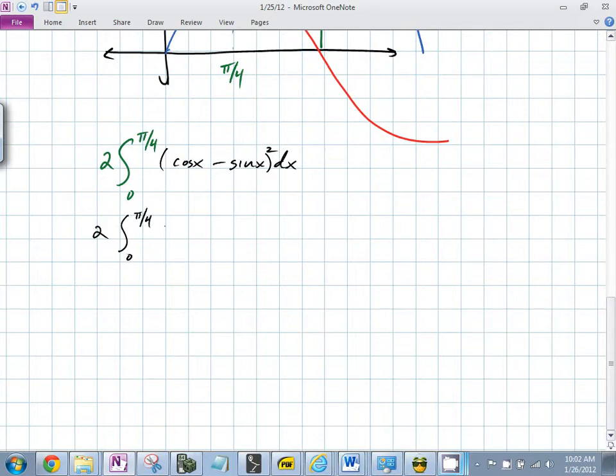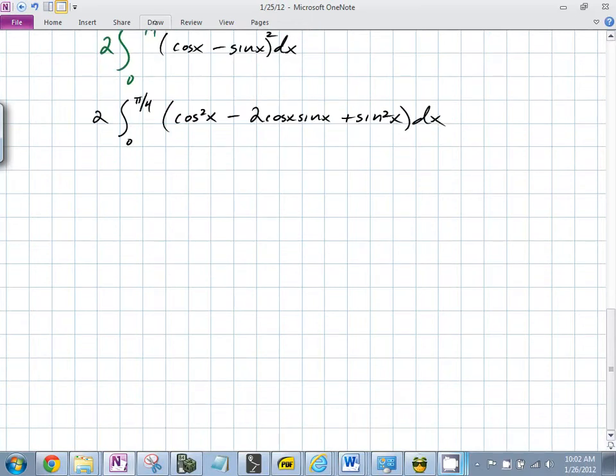Yeah, it's going to be cosine squared x minus 2 cosine x sine x plus sine squared x, dx, right? And what's really nice, what's one thing you can simplify really nicely in there? What's sine squared plus cosine squared? 1. So this is actually 2 times the integral from 0 to pi over 4 of 1 minus 2 cosine x sine x dx, right? Do you agree with that?